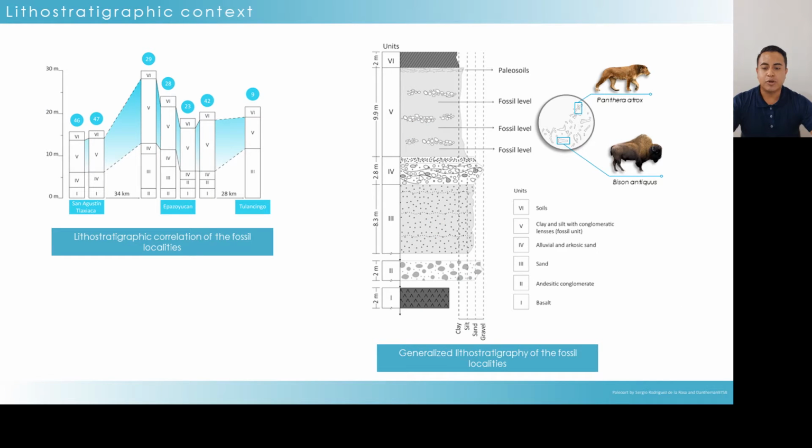This slide shows the lithostratigraphic correlation and generalized lithostratigraphy of the fossil localities, which indicates that the fossil sample comes from fluvial sediments. The material belonging to bison and Panthera atrox is related to Rancholabrean, North American land mammal age. However, the identification of Bison antiquus indicates that the maximum age of the fossil-bearing deposits is about 60,000 years.